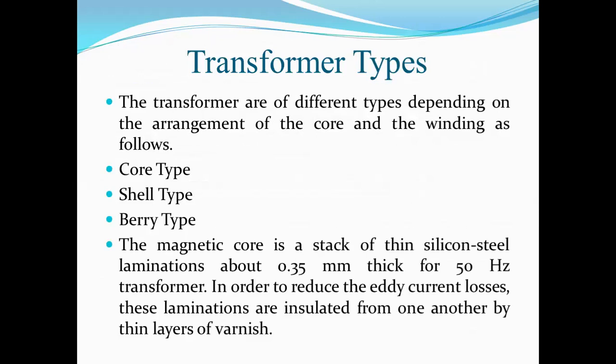So what is the working principle of transformer? It works on Faraday's law of electromagnetic induction. So whenever current flows through the primary winding, that creates some flux. That flux is cut by the primary winding conductors. Then according to Faraday's law, when a conductor cuts the magnetic flux, EMF is induced in that winding. So in primary winding E1 is induced, that is known as self-induced EMF E1.